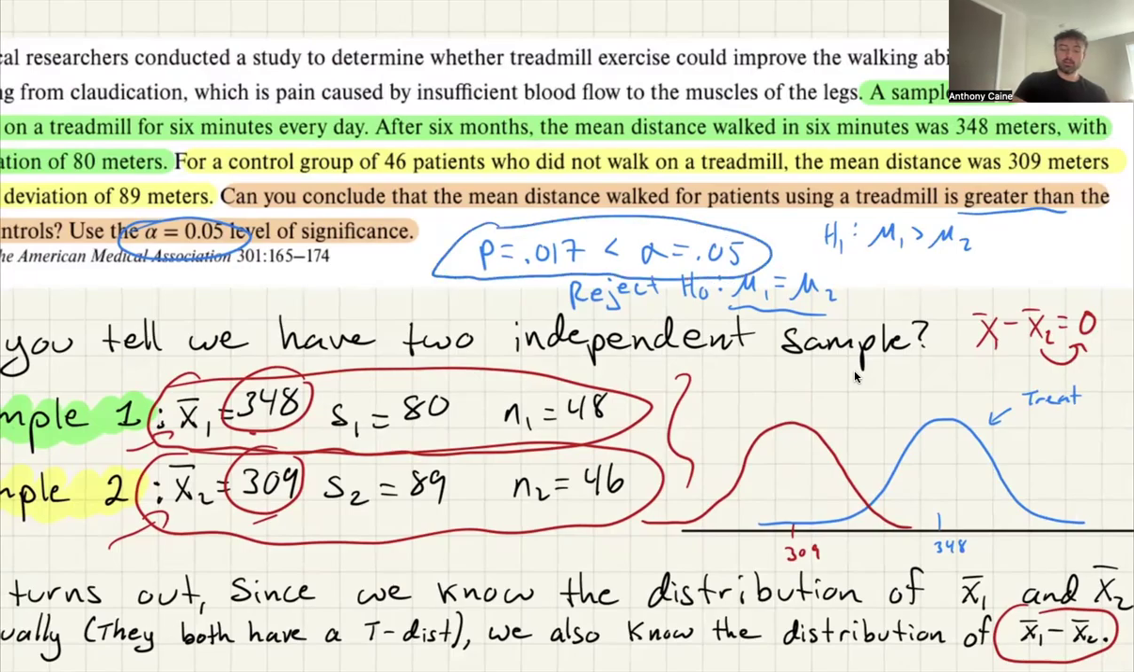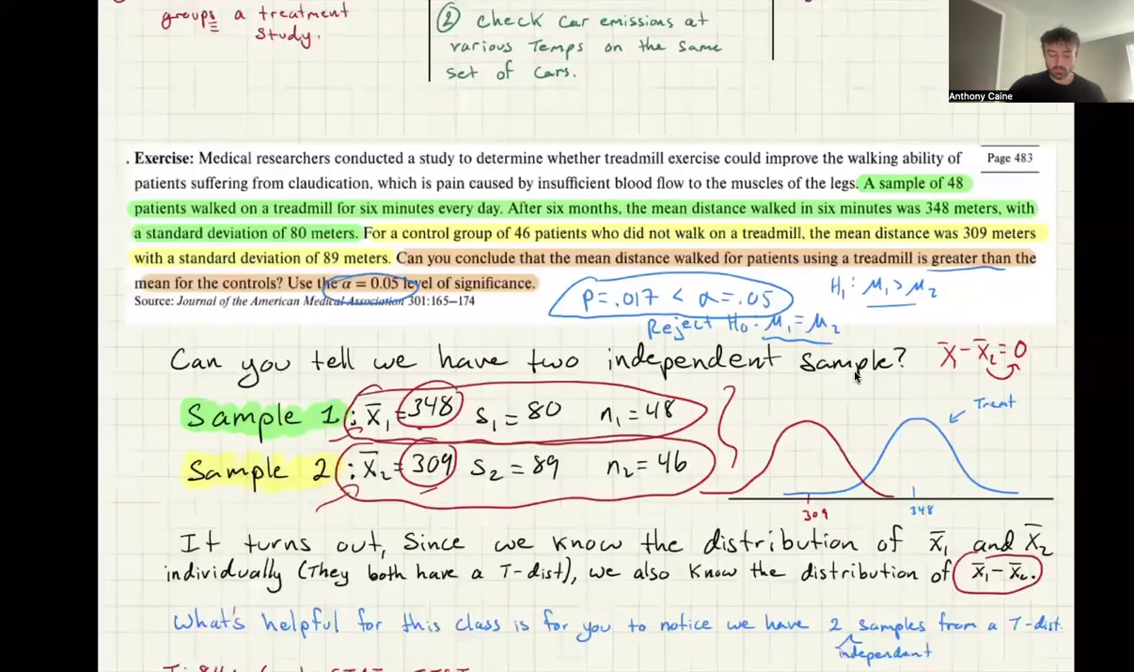At the significance level specified, at the alpha level of 0.05, we have to reject the null hypothesis. We say that there's sufficient evidence to reject the null hypothesis and to say that mu1 is greater than mu2. It looks like this treatment is working. People can walk a little further, right?